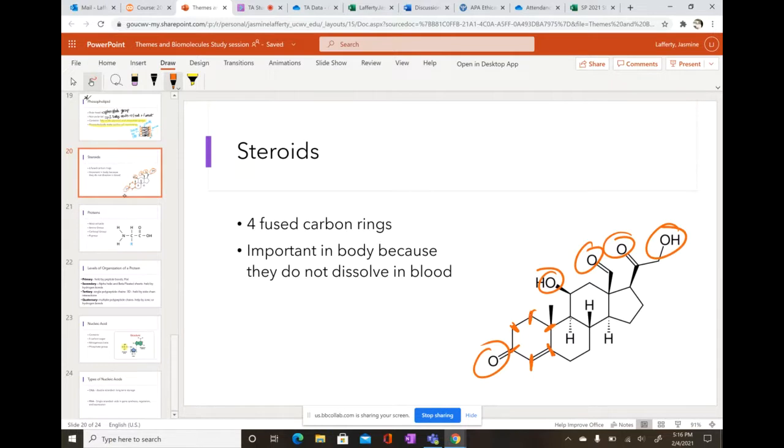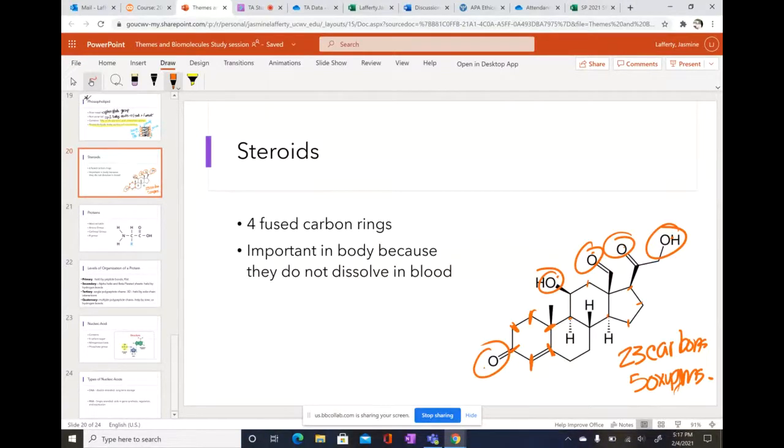So 6, 12, 18, and this one has 5 carbons. So there are 23 carbons to 1, 2, 3, 4, 5 oxygens. See, that's still a very, very low ratio.